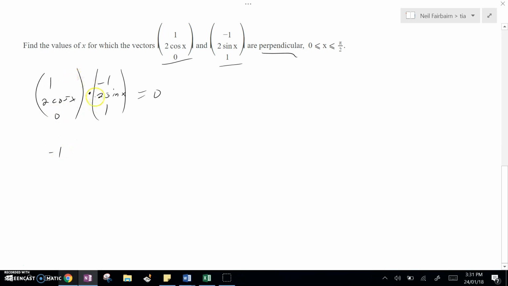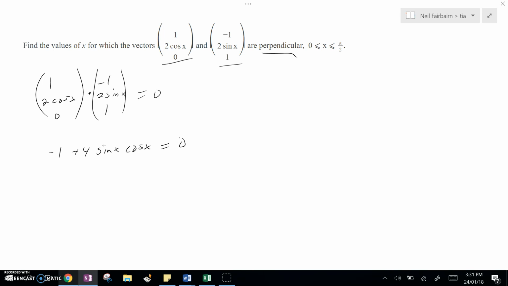You multiply the x values. Then you multiply the y values. So plus 4 sin x cos x. And 0 times 1 is equal to 0. Is equal to 0. So you multiply the x's, you multiply the y's, and then you add them together.